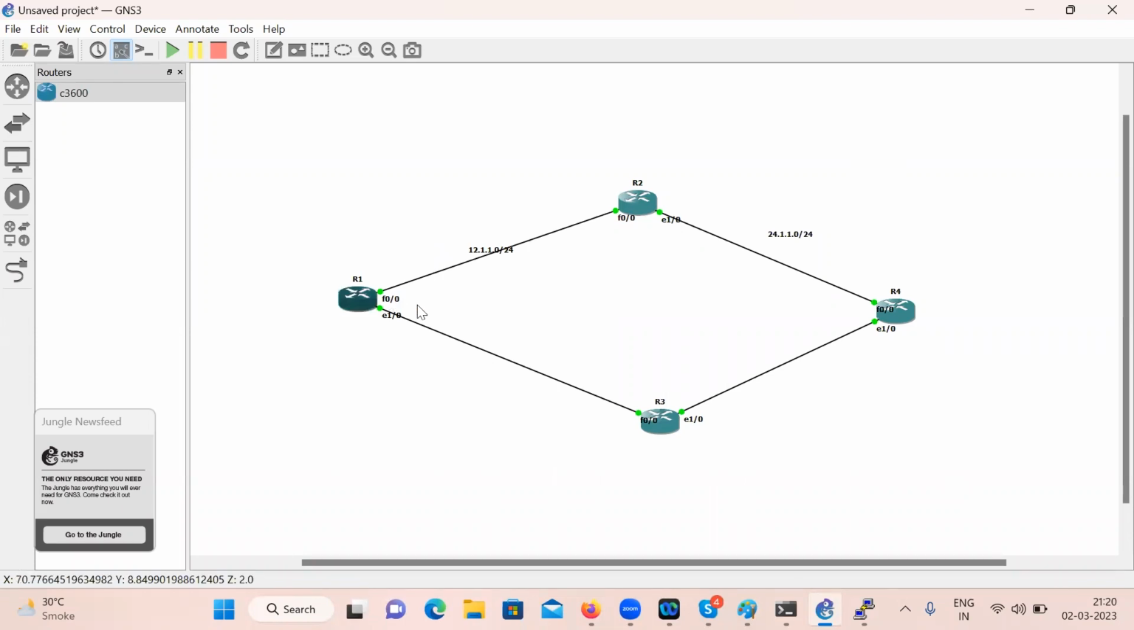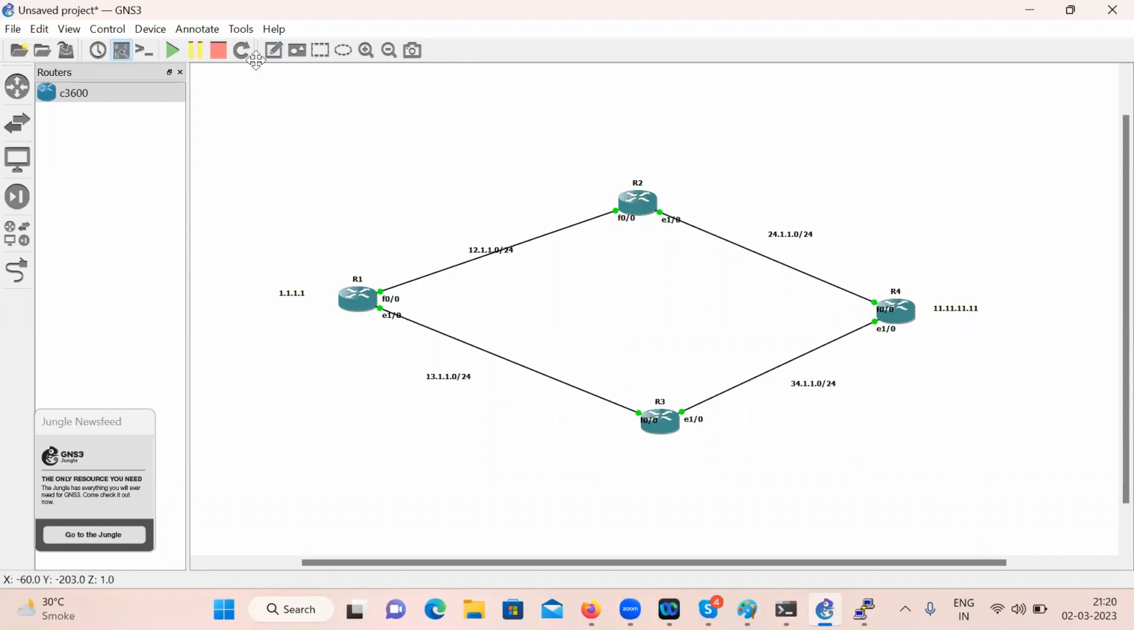Between router 3 and router 4, we have configured 34.1.1.0/24. Between router 1 and router 3, we have configured the 13.1.1.0/24 subnet. Over router 1, we have configured one loopback, which is 1.1.1.1. Over router 4, we have configured the IP address 11.11.11.11. So as per this, we have configured the IP addresses on every router.